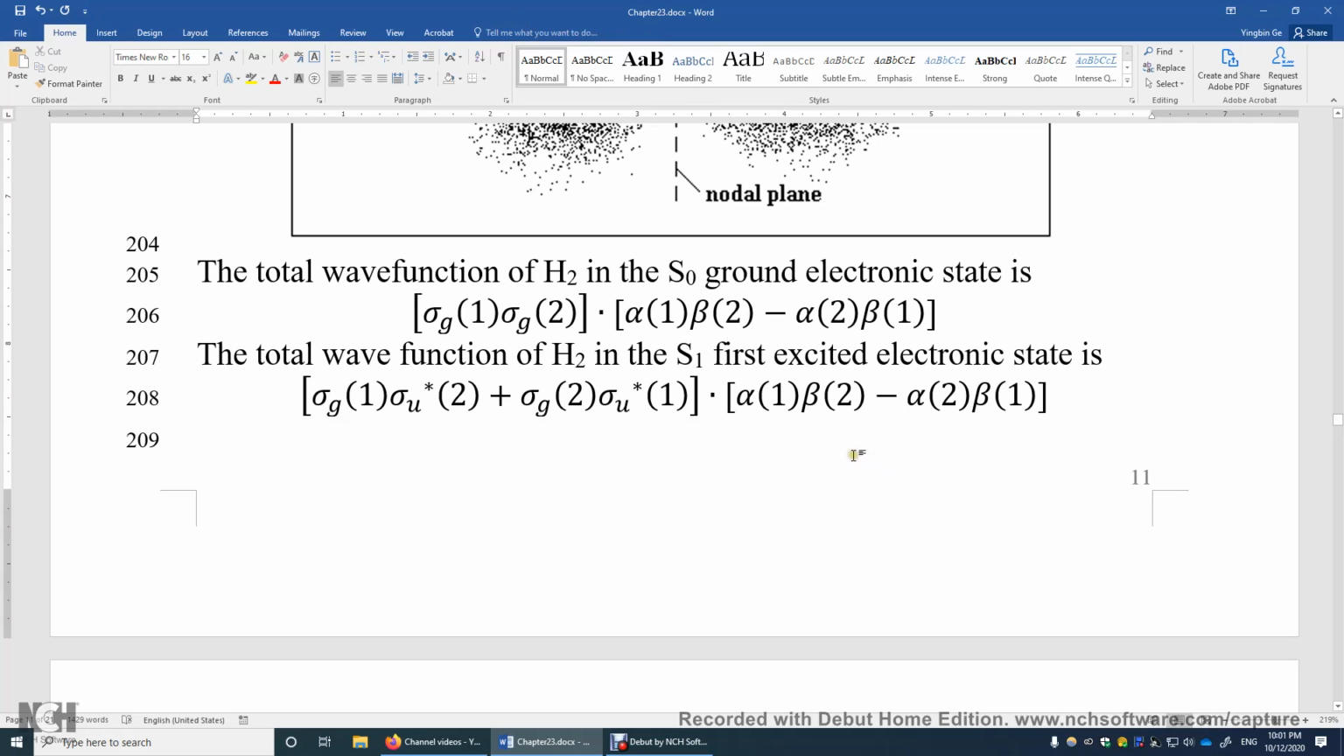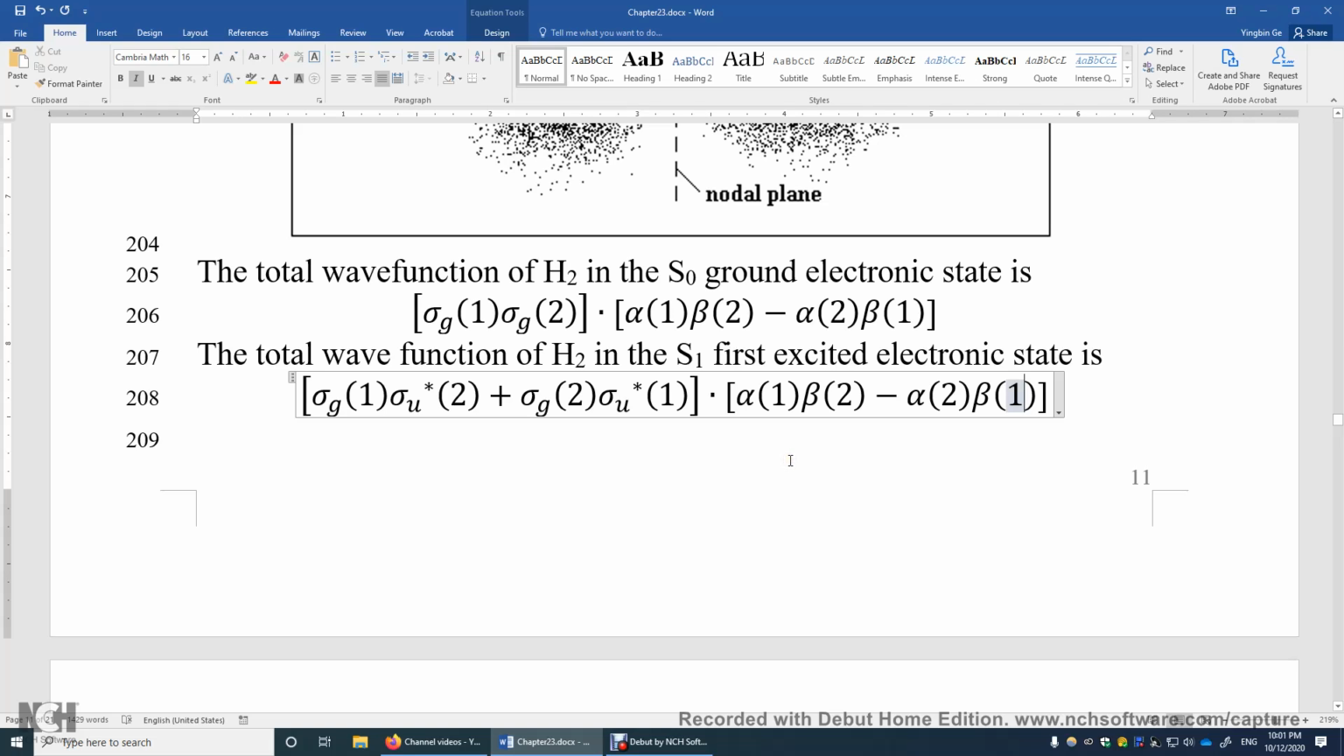Well, the way to write 3 wave functions is this. First, the spatial function is the same. It's sigma g of 1 times sigma u star of 2 minus sigma g of 2 times sigma u star of 1. So minus in the triplet state. Over here, as I mentioned, you can have alpha 1 beta 2 plus alpha 2 beta 1, which is symmetric. What about the other 2? The other 2 are alpha 1 times alpha 2. That's symmetric. And then you have beta 1 times beta 2, which is also symmetric.